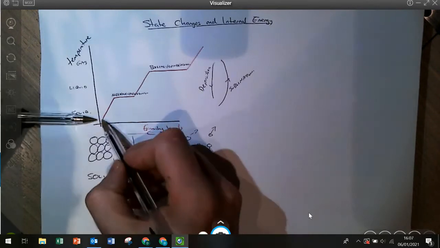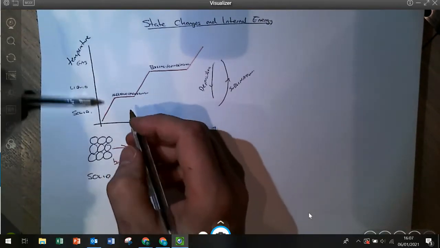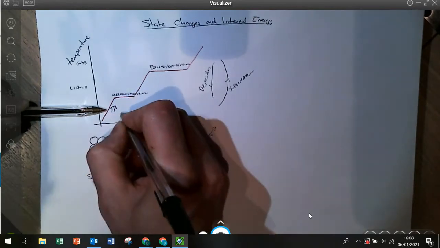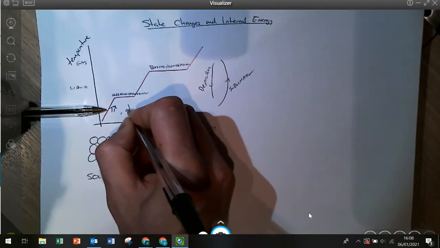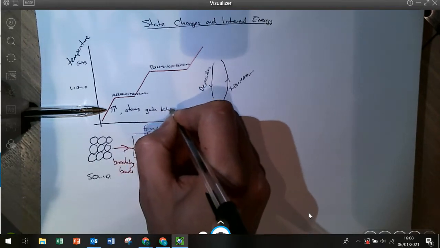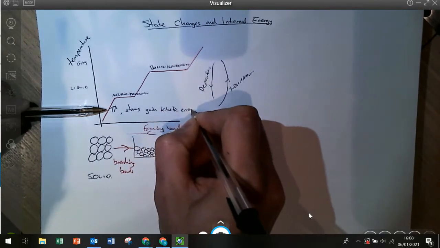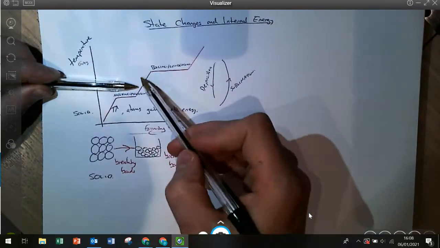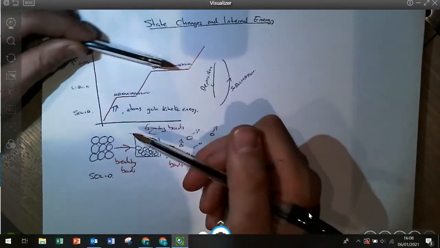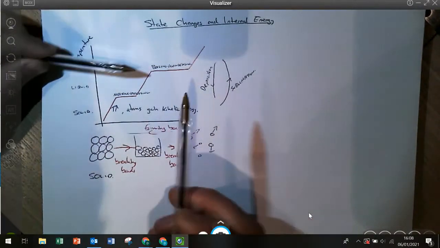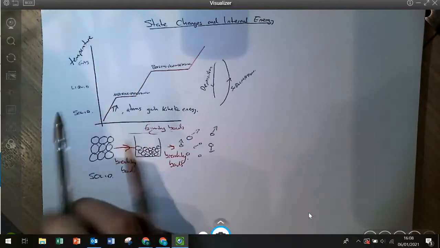So what's happening in this bit here when the temperature is increasing? As the temperature increases, the molecules or the atoms or the particles gain kinetic energy. Here again, the substance is being heated, the particles are gaining kinetic energy, and again up here they're gaining kinetic energy. In this section here and this section here, the bonds are being broken, or forming if we're going the other way.